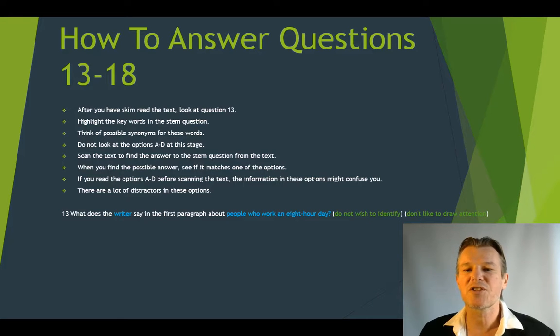We've looked at question 13 in detail. We've highlighted the key words. So in this case, what does the writer say? It's important that it's the writer because there might be other people mentioned in the text that say something. And the other key word here is people who work an 8-hour day.